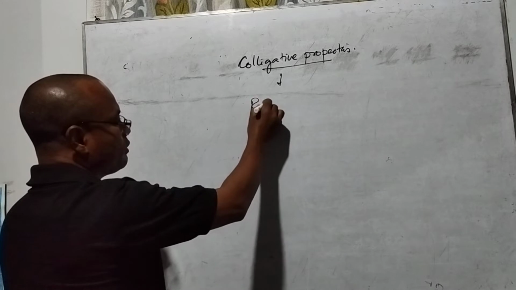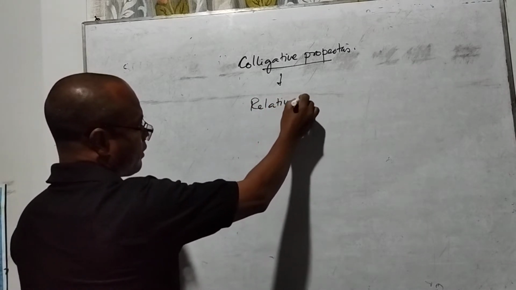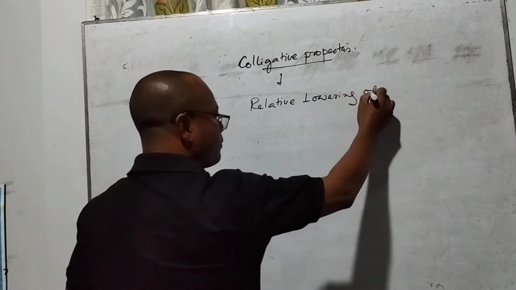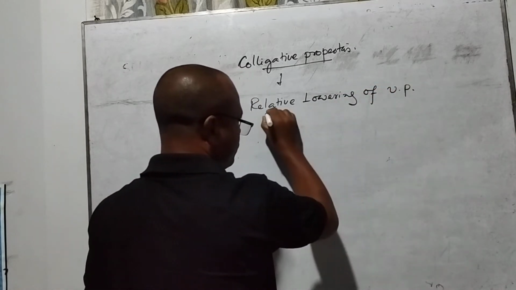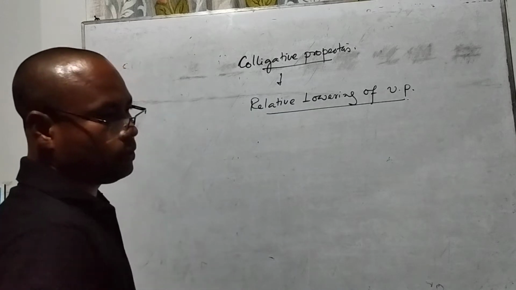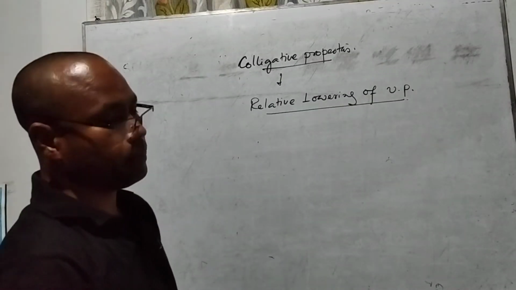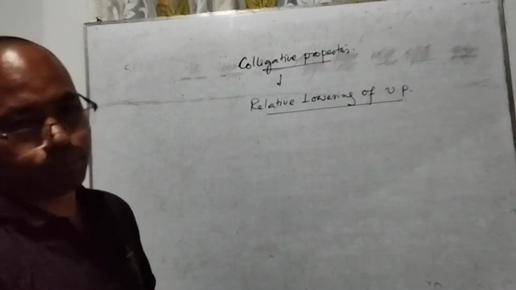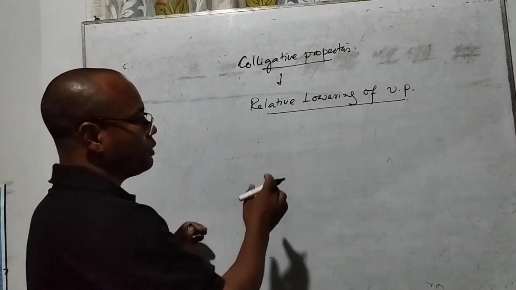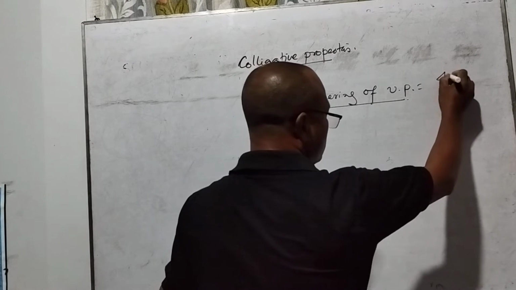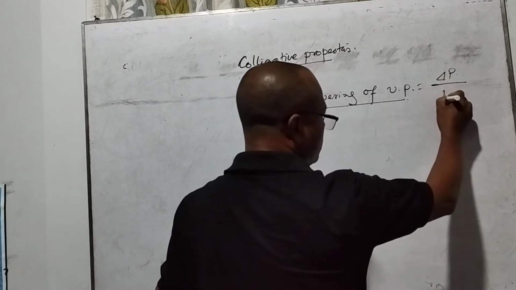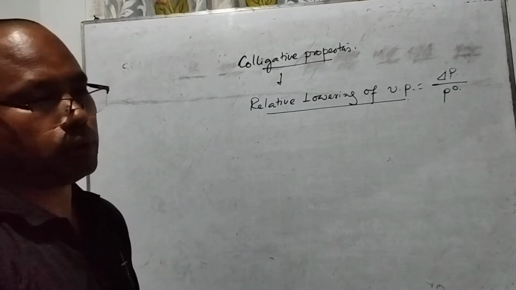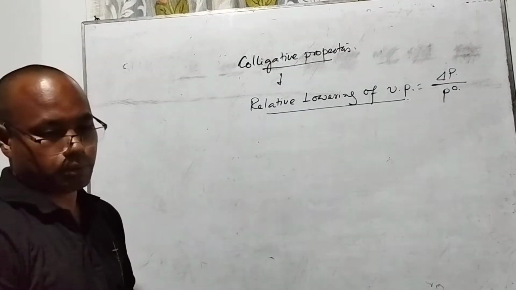So relative lowering of vapor pressure of the solution, right? So here the relative lowering of vapor pressure of the solution, that is our colligative property, right? So how do we write here? This is the lowering of vapor pressure divided by the vapor pressure of the pure solvent, that is what we call the relative lowering of vapor pressure.